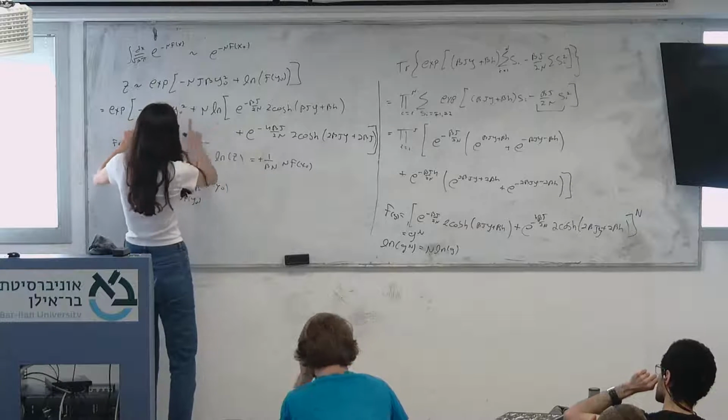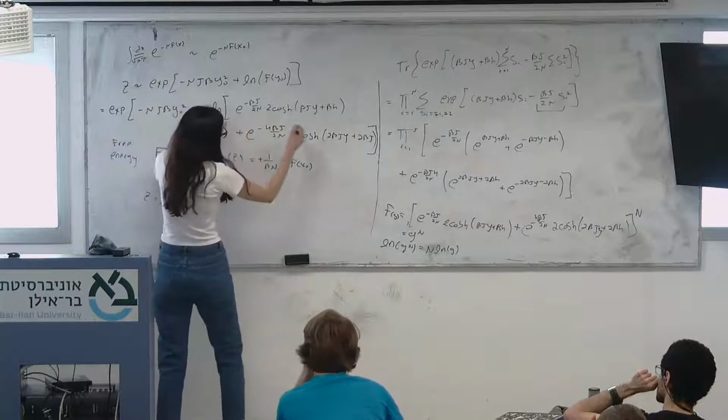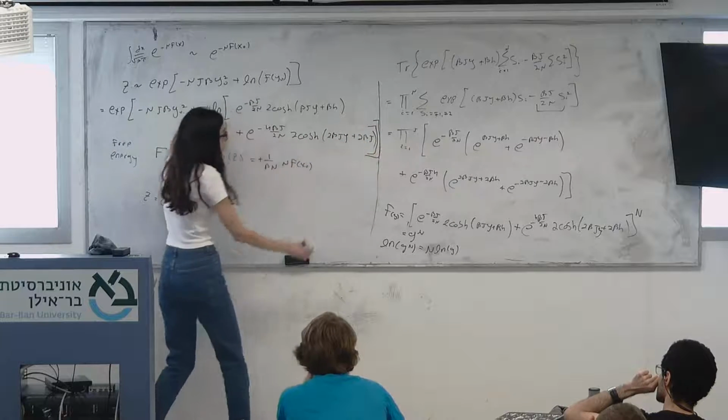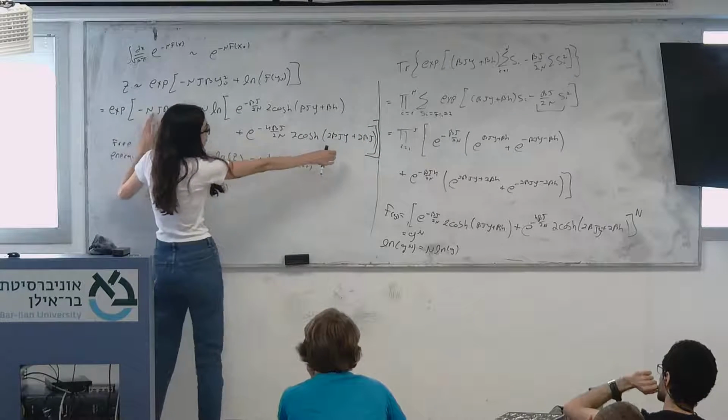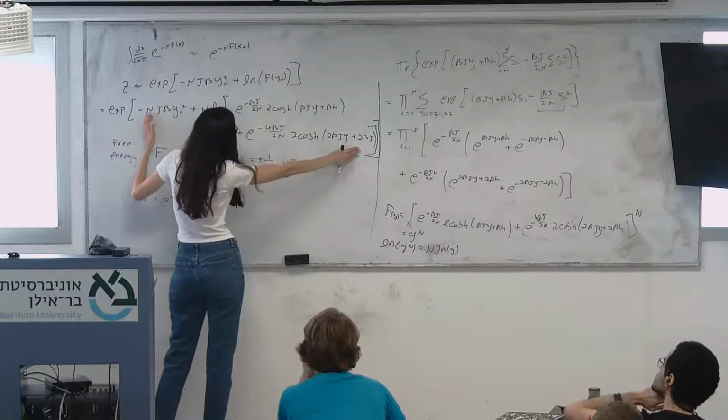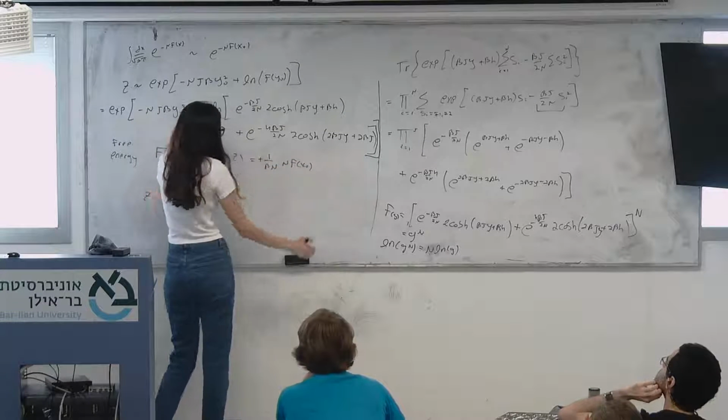Okay, so here, yeah, I have an additional one here. So everything here is inside the exponent, so all of that is f of y.